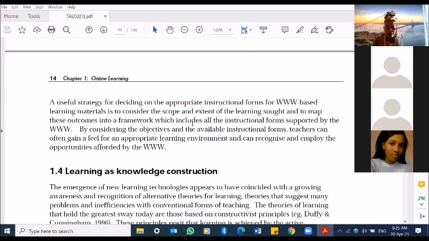So what exactly is learning? That is the question. What is learning? Do we know what is learning? Who can tell me what is learning really? What are we doing right now? Treasure, what is learning?